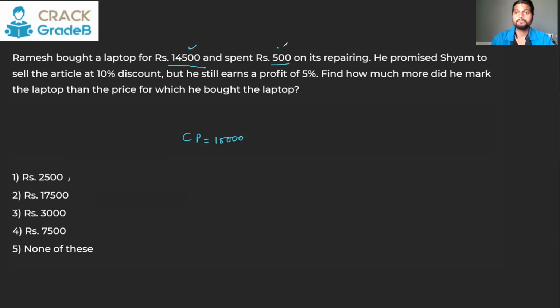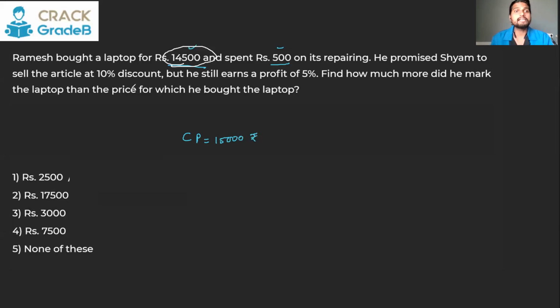This plus this. See, the installation cost, the repairing cost, the transportation cost, they are all considered under the cost price. You buy something for some price, but if you are spending more money on repairing, installing, or transportation, that is also added to the cost price. So the entire cost price is considered 15,000. But if you ask how much he bought it for, it still stays 14,500.